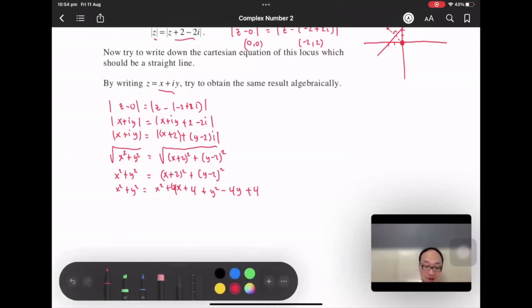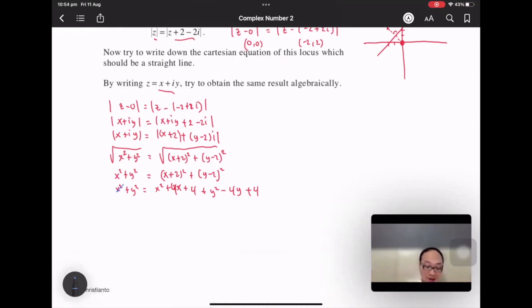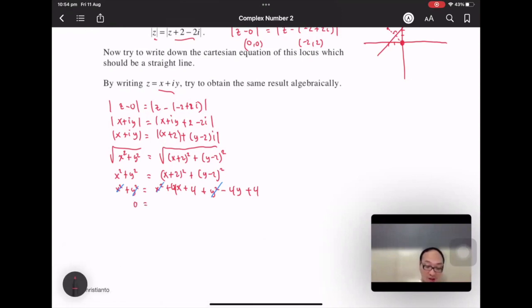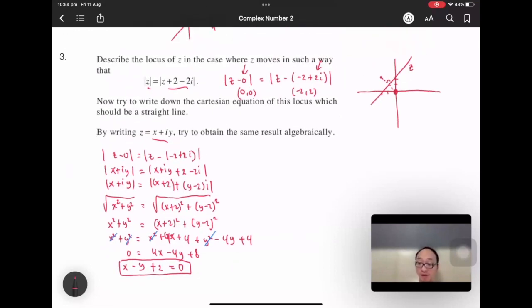We see here we can cancel x squared and x squared, y squared and y squared, and it reduces to 0 equals 4x minus 4y plus 8. Or I can just simplify: x minus y plus 2 equals 0. So this is the equation of the line of the perpendicular bisector. This equation.